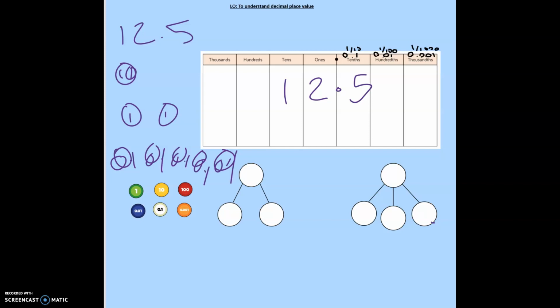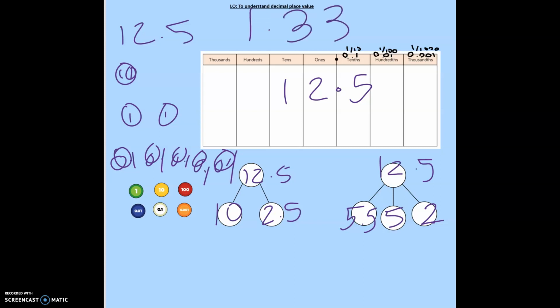So I think I'm going to split 12.5 in 2 ways. I'm going to have my 10, and I'm going to have my 0.5, and then I'm going to do different ways. What can I do here? I'm going to do 5.5, then I'm going to do another 5, which goes with 10.5, and then I'm going to do a 2 to give me 12.5. See if you can have another go doing the number 1.33.